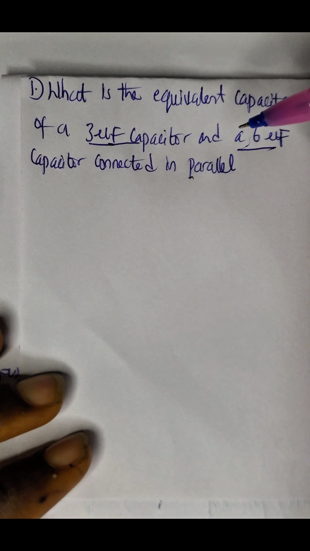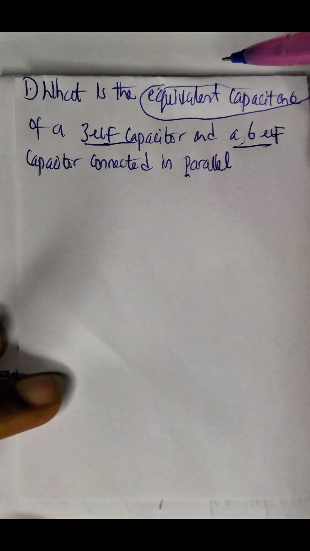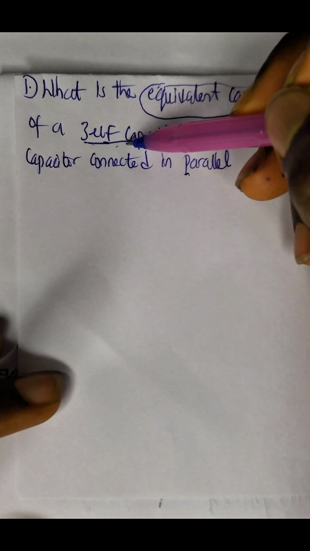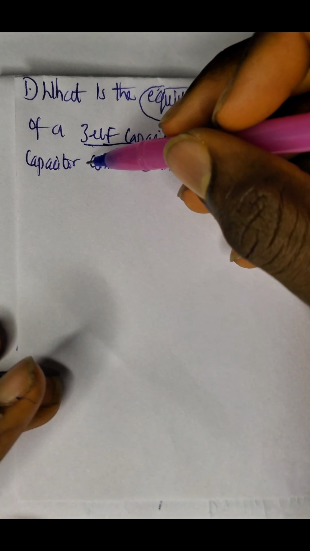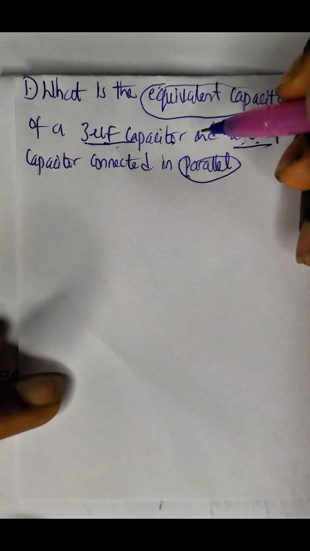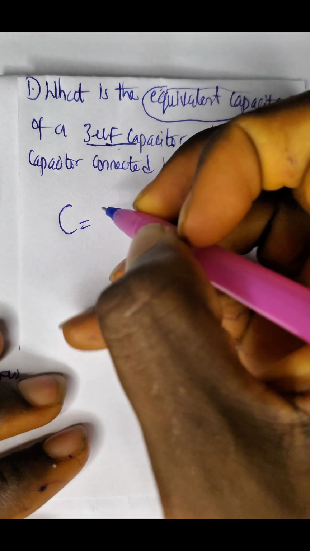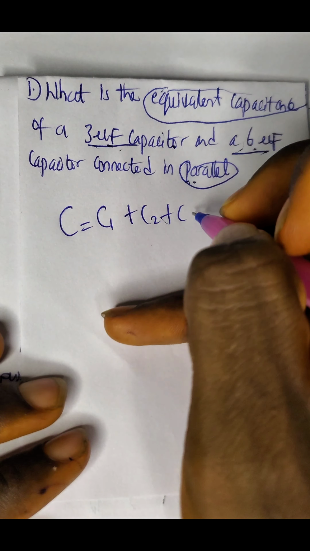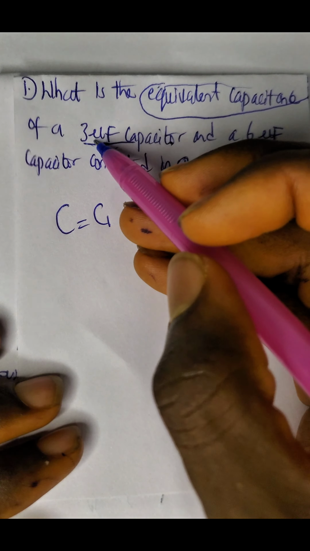What's the equivalent capacitance of a 3 microfarad and a 6 microfarad capacitor connected in parallel? Now, there are 3 things to take note of: what is being asked of you. You're being asked to get the equivalent capacitance. That's number 1. Then equivalent capacitance of what? Of a 3 microfarad capacitor and a 6 microfarad capacitor connected in what? Parallel. Since it's a parallel connection and they're asking for equivalent capacitance, the formula is C equals C1 plus C2 plus C3, depending on the number of capacitors we are given. So they give us just 2, this and this.